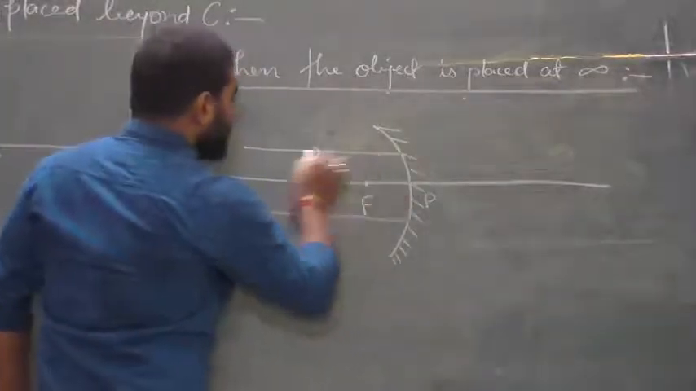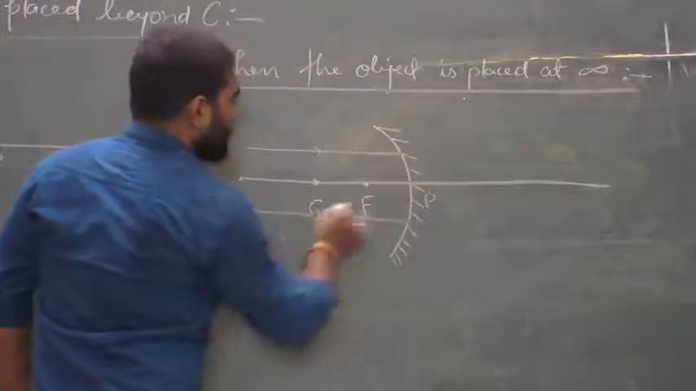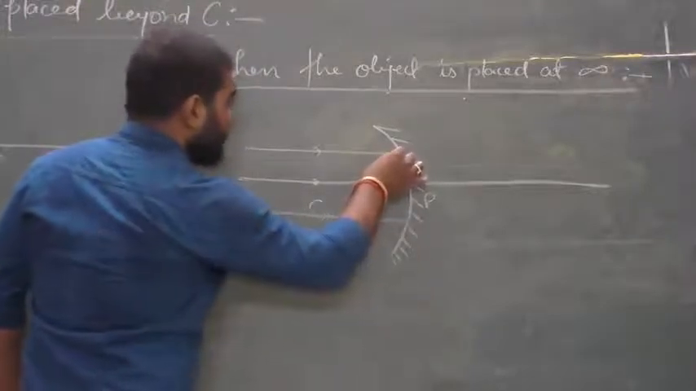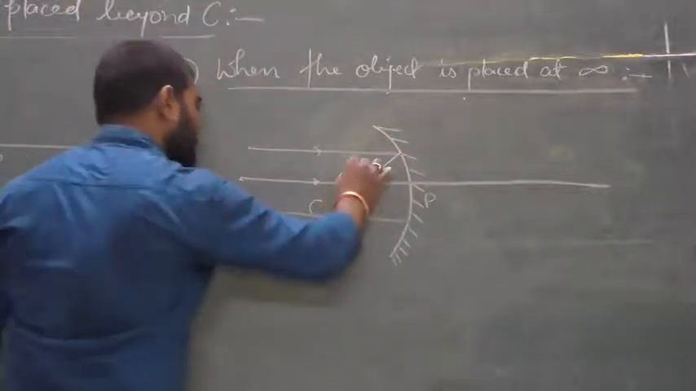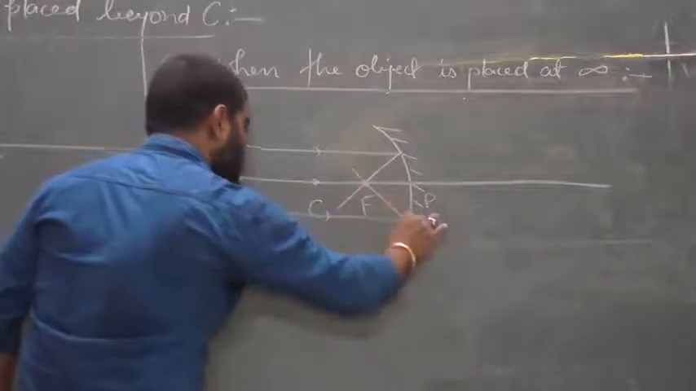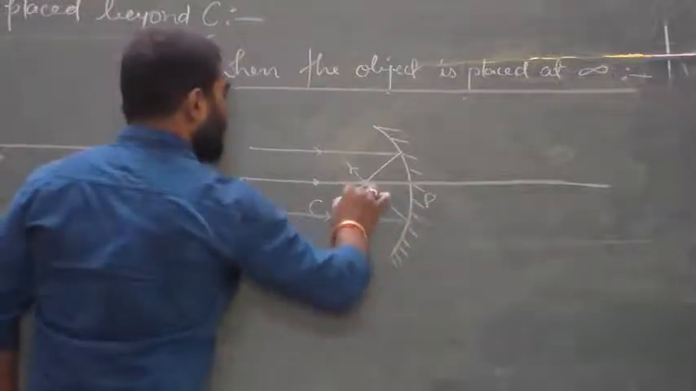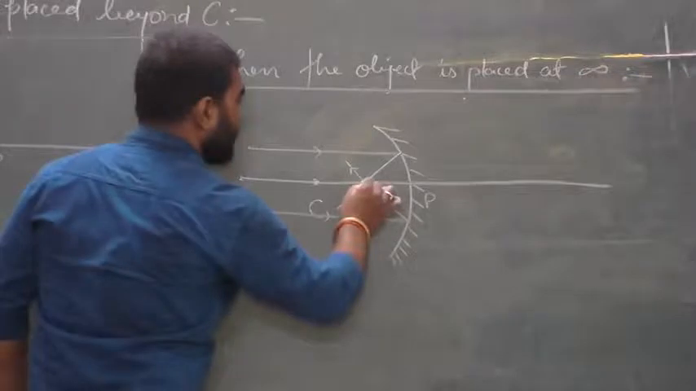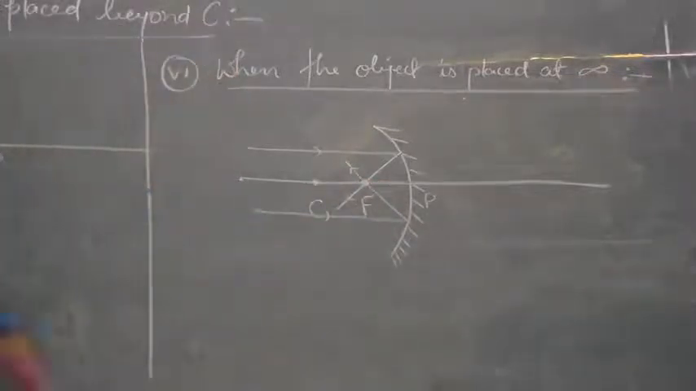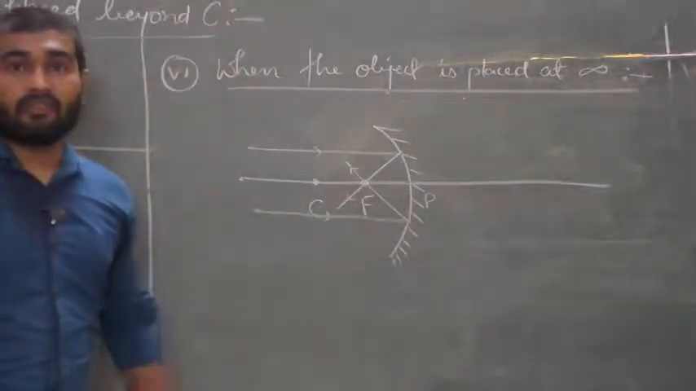So as we know, when a ray of light falls parallel to the principal axis, it will reflect back through the focus. Here also it will reflect back through the focus. So both reflected rays are cutting each other at the focus. So image formation will be at F.